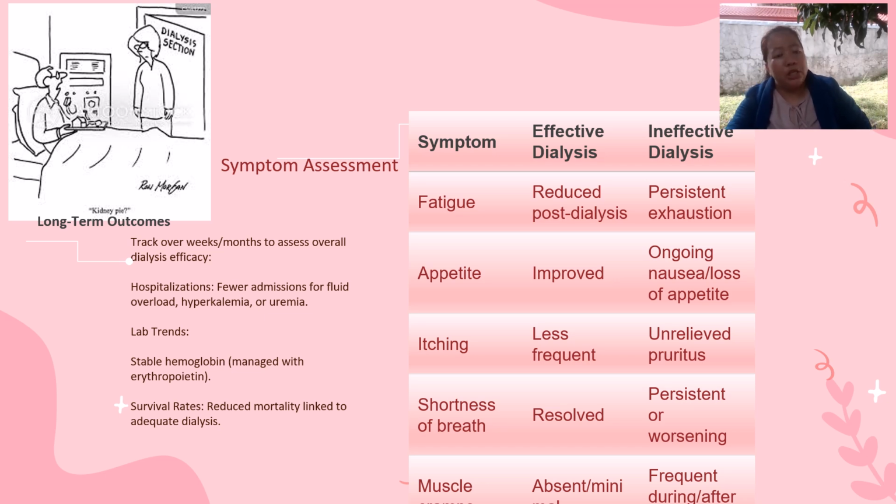We can also check for long-term outcomes. Track over weeks or months to assess overall dialysis efficacy. Hospitalizations are fewer: admissions for fluid overload, hyperkalemia, or uremia. The lab trends show stable hemoglobin due to managing it with erythropoietin injections after dialysis. Survival rates: reduced mortality or death linked to adequate dialysis.